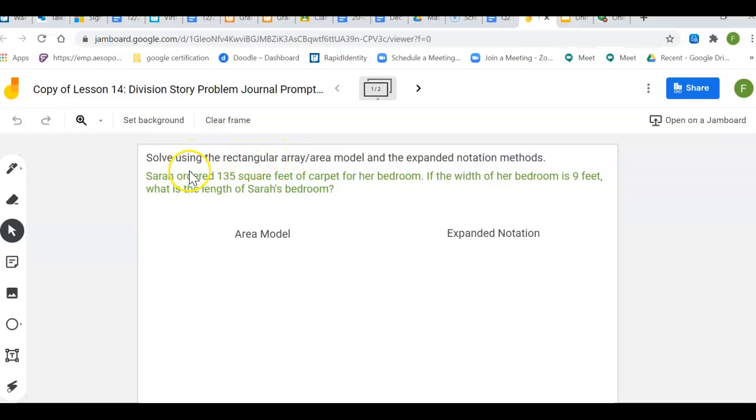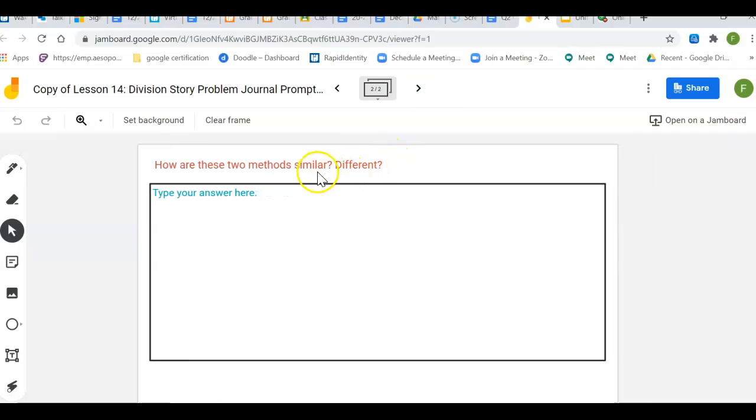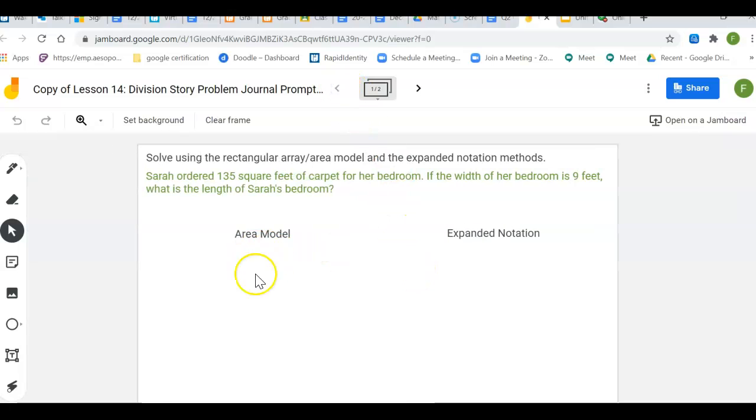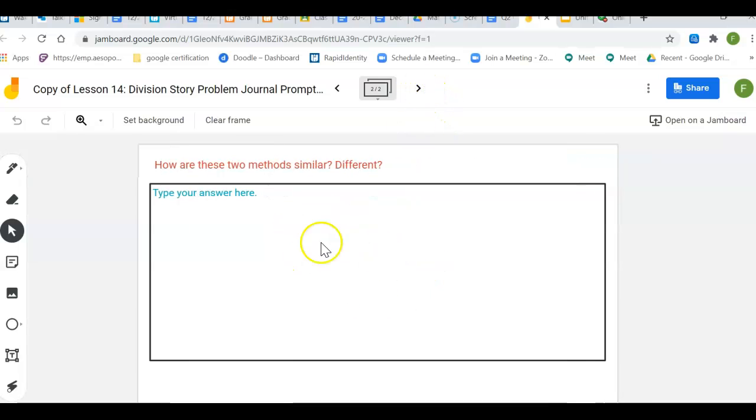So on this first one, solve using the rectangular or area model and the expanded notation methods. Sarah ordered 135 square feet of carpet for her bedroom. If the width of her bedroom is 9 feet, what is the length of Sarah's bedroom? And down here is a place for you to put the area model, and here's a place for you to put the expanded notation. Our second one, how are these 2 methods similar and different? So you're going to type your answer in here. So the 2 methods we're referring to are the area model that you did on the first one and the expanded notation that you did on the first one. That's how you're going to answer problem number 2.